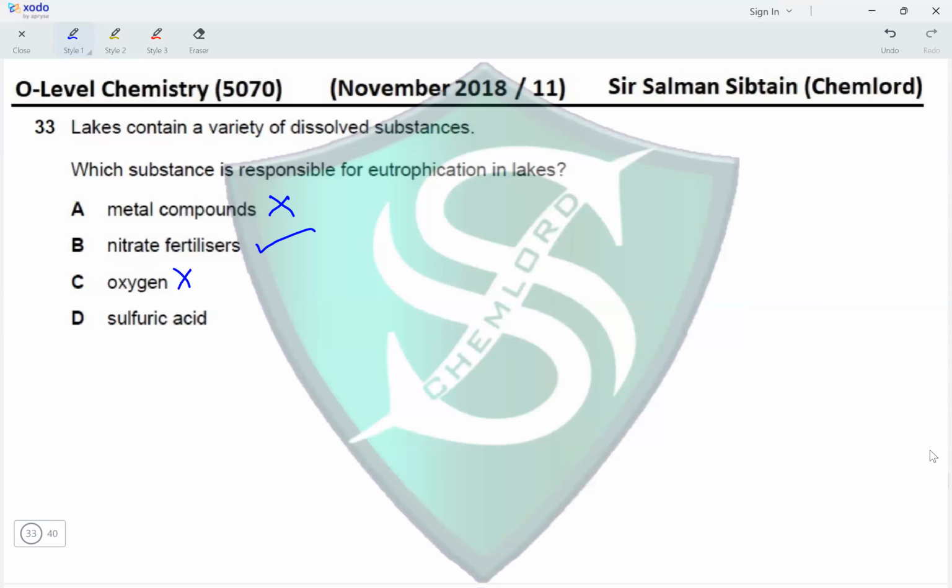Sulfuric acid, sulfuric acid is not responsible for eutrophication. It will destroy anything that it comes in contact with in the fertile soil because it will neutralize the base present or it will dissolve the ions that are there which are needed for plant growth. So this is only harmful for plant growth or losing the fertility of soil. So option B is the correct option for this question.